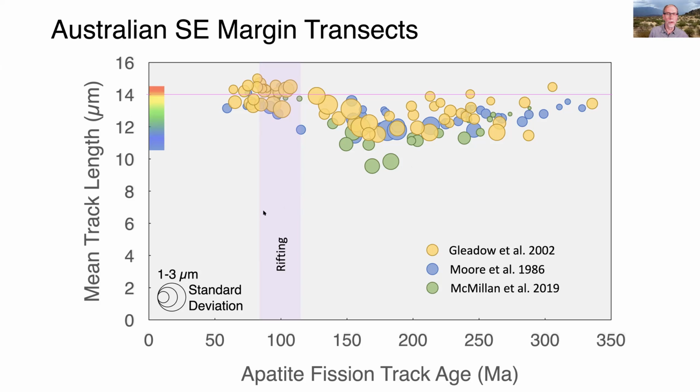So just plotted on there is the period of rifting prior to the onset of seafloor spreading at about 85 million years. The dip in the boomerang trend gets down to lower values with the most recent measurements because the modern techniques are much more sensitive to detecting very short track lengths in the distribution.